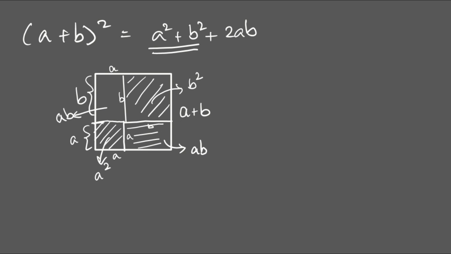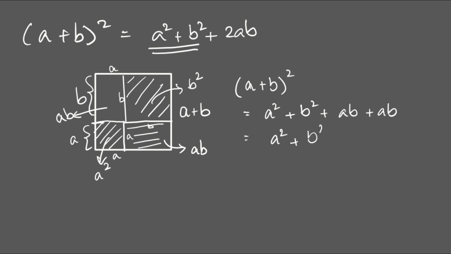So the total area of this square, which is (a+b)², will be a² + b² + ab + ab. This is a² + b² + 2ab.